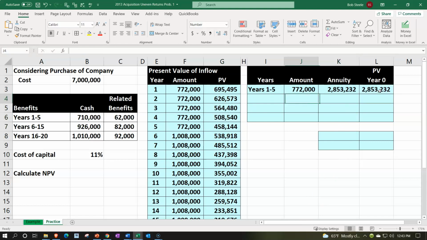Now it gets a little bit tricky when we go to the second one. I'll explain why. Let's do the thing that makes sense.